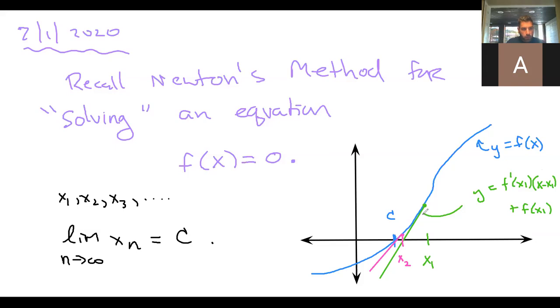What we can do is set y equal to 0 and solve for x, and you get the following. I'm going to go to the next page and remind you what this equation was. We have y equals f prime of x1 times x minus x1 plus f evaluated at x1.